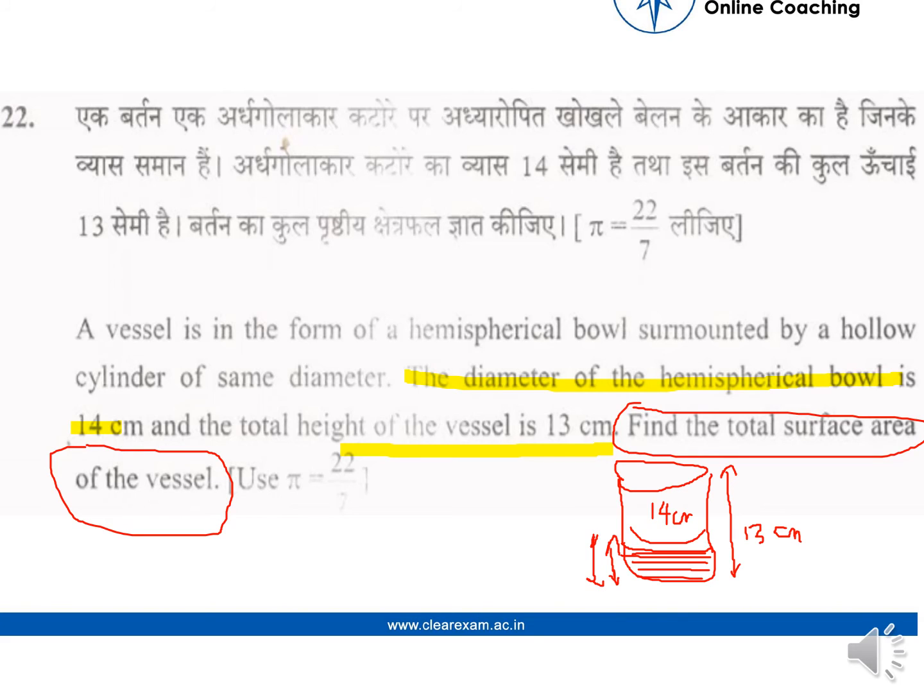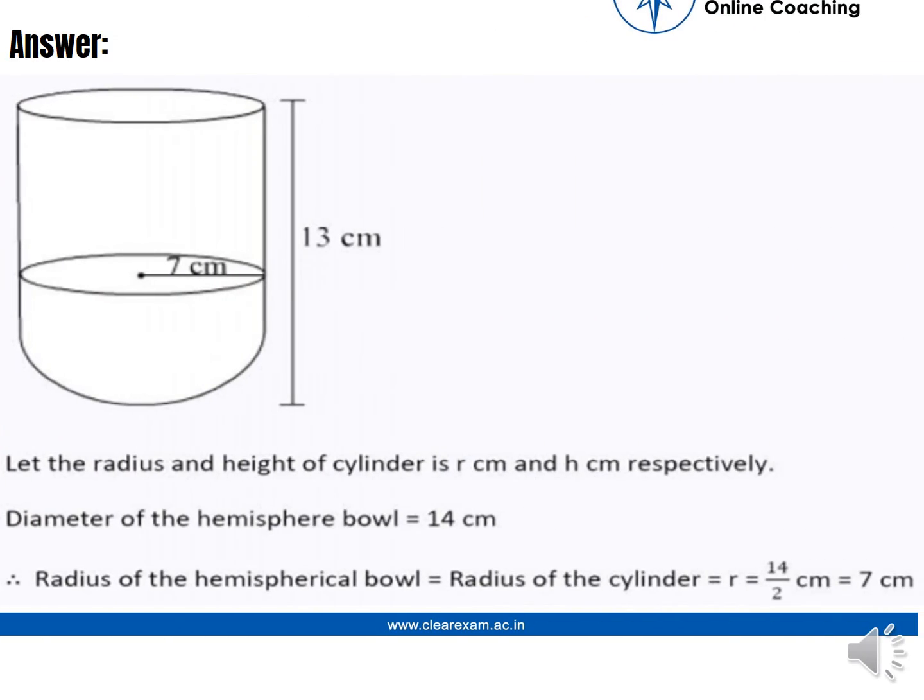What is this height of this vessel? We don't know that. We know the complete height because it is surmounted by a hollow cylinder. We know this complete height, but we don't know this height. So first of all, we'll try to find this height. How will we find this height? This is the diameter, that is 14. If we consider half of it, then it becomes 7 centimeter. This is the total height, that is 13 centimeter. We need to find this height. How will we find this?